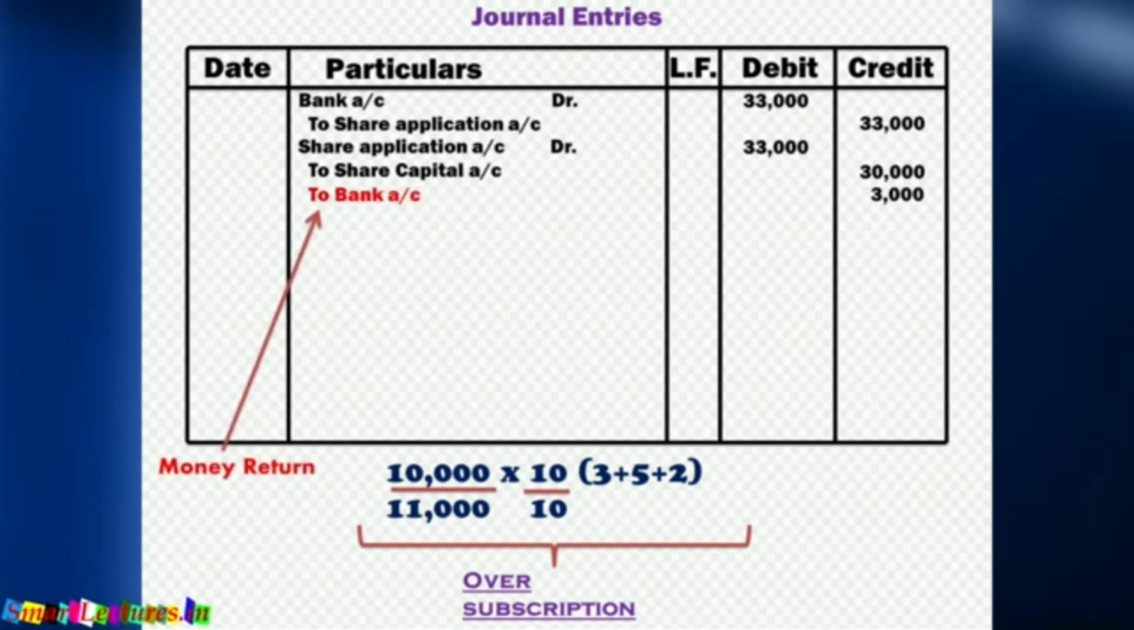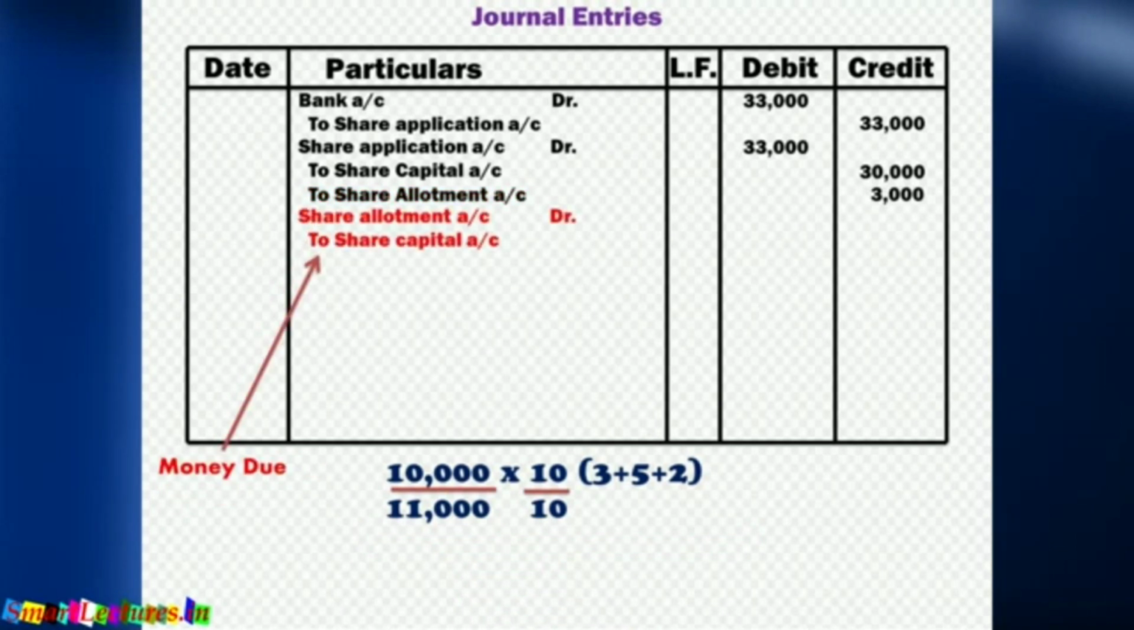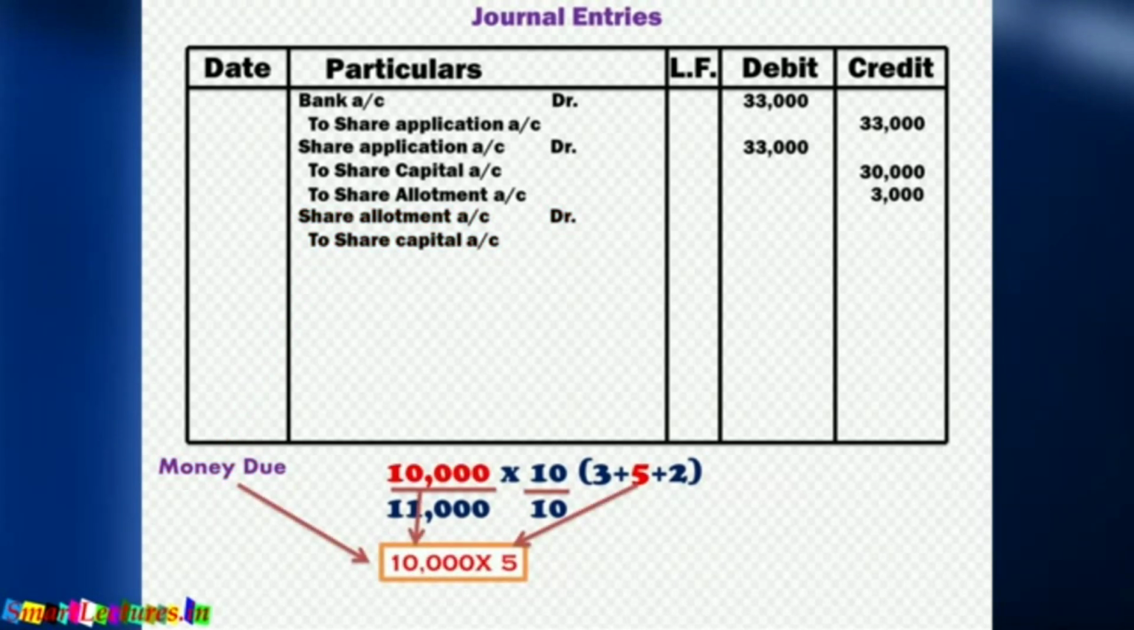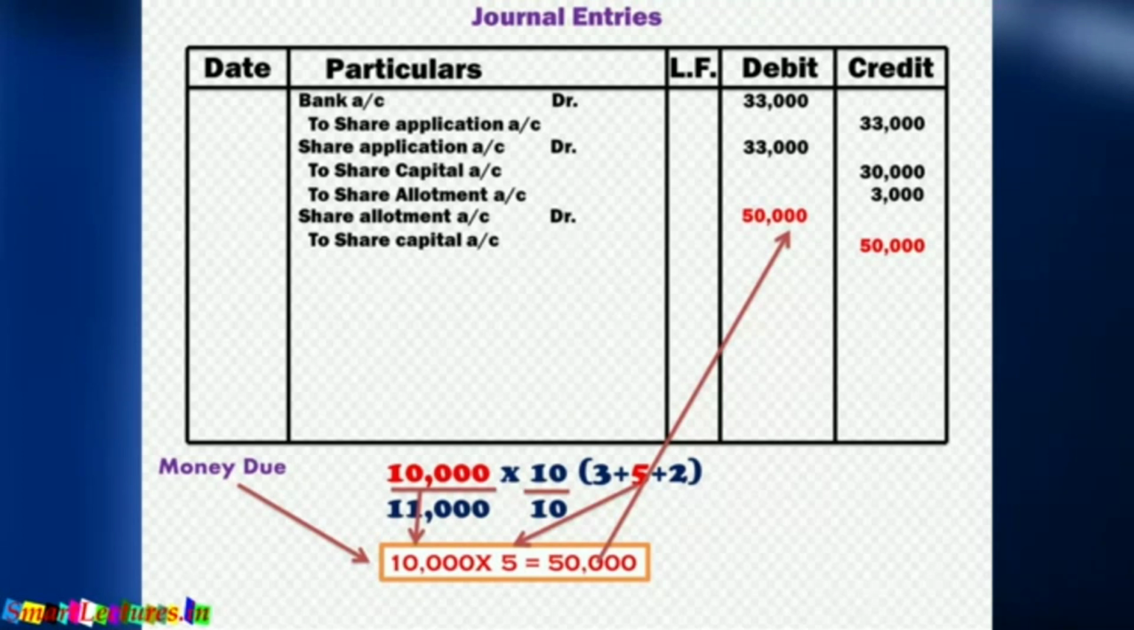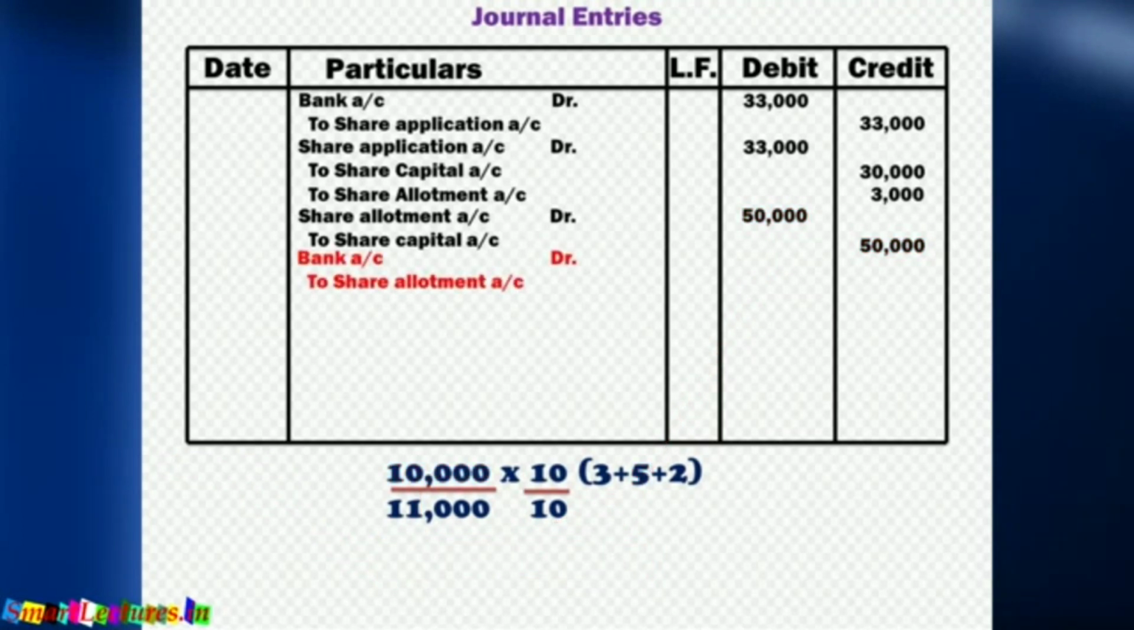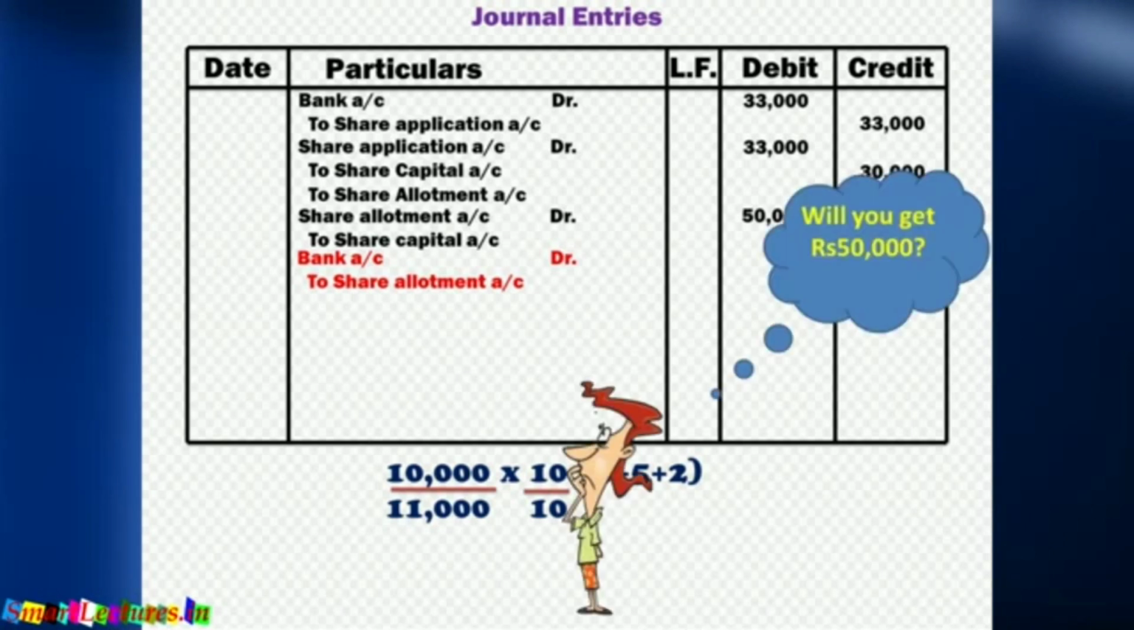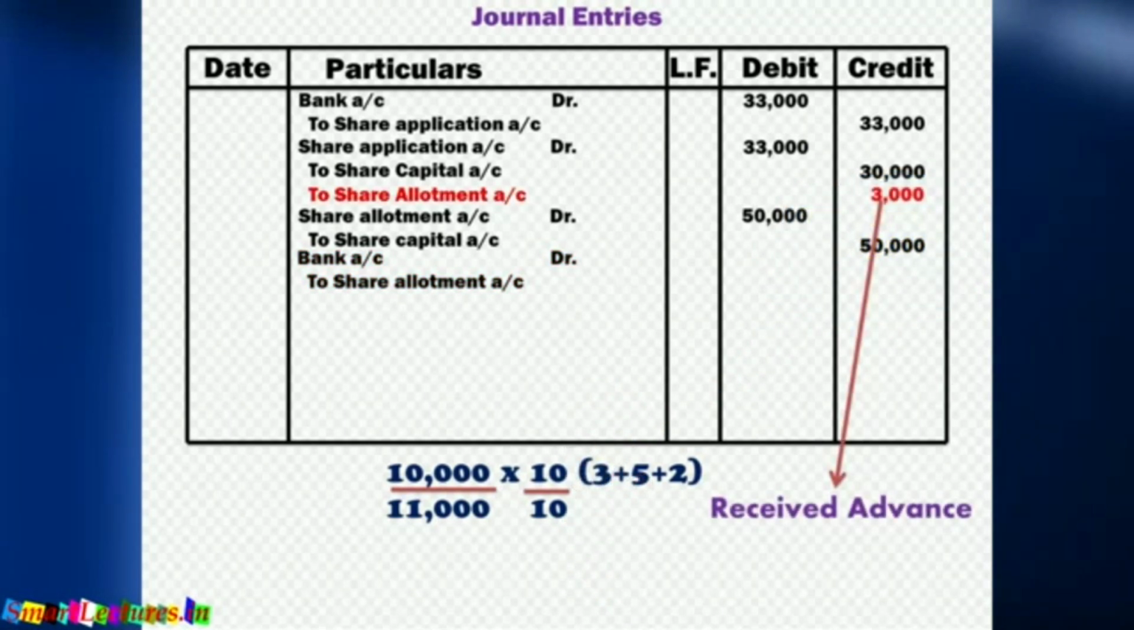Then share allotment to share capital, that is money due, 10,000 into 5, 50,000 rupees is due, but bank account debit to share allotment. Will you get 50,000 rupees? No, because we have already received 3,000 as an advance for allotment at the time of application. So we will receive only 50,000 minus 3,000, that is 47,000 rupees.